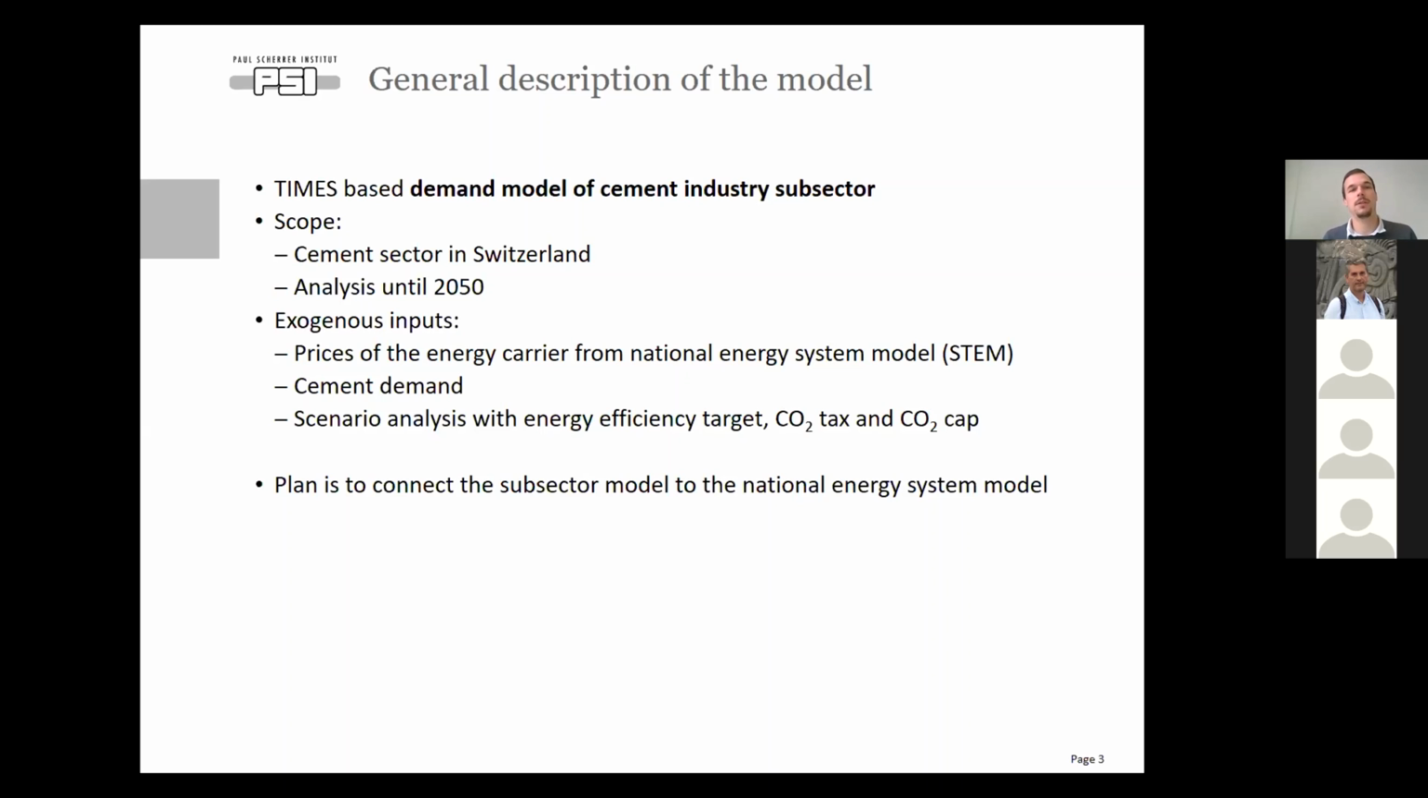What we also defined exogenously was the cement demand based on production forecasts. We also defined the policy through a scenario analysis, so policies targeting an energy efficiency target, or policies applying a CO2 tax or a CO2 cap. Of course, what I'm talking about today is the decoupled model that we have created, but the plan in the future is to connect this subsectoral model to the national energy system model.